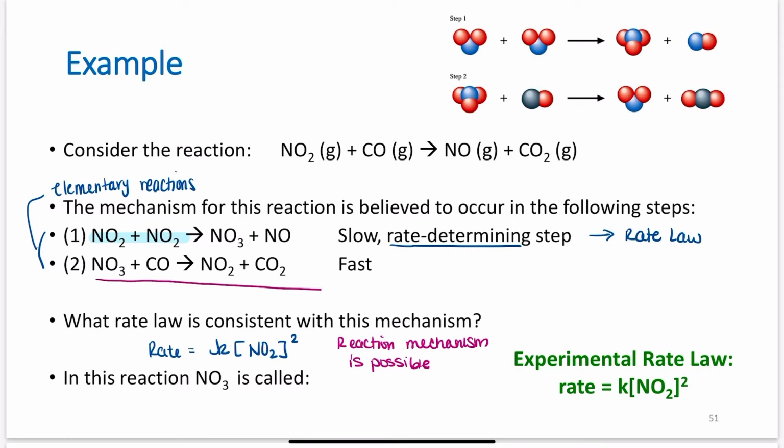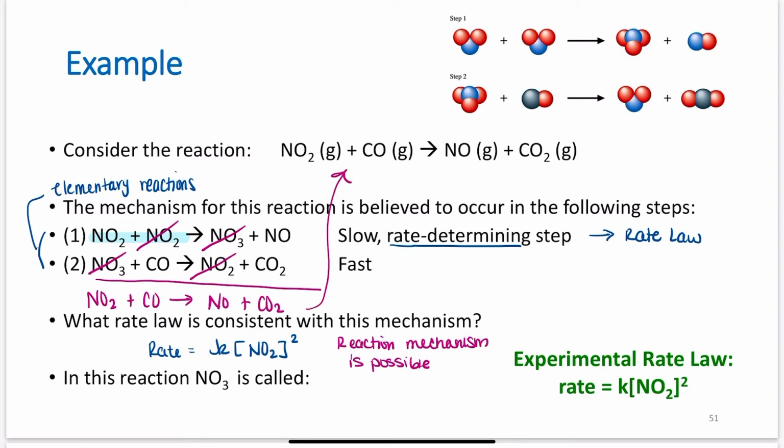And if I add these two reactions together, my NO3 cancels out. One of my NO2s cancel out on each side. Remember, reactants and products cancel out. And I'm left over with NO2 plus CO, giving me NO plus CO2. So I've satisfied both requirements. My predicted rate law agrees with my experimentally determined rate law, and the sum of the individual elementary reactions equals the overall balanced equation.